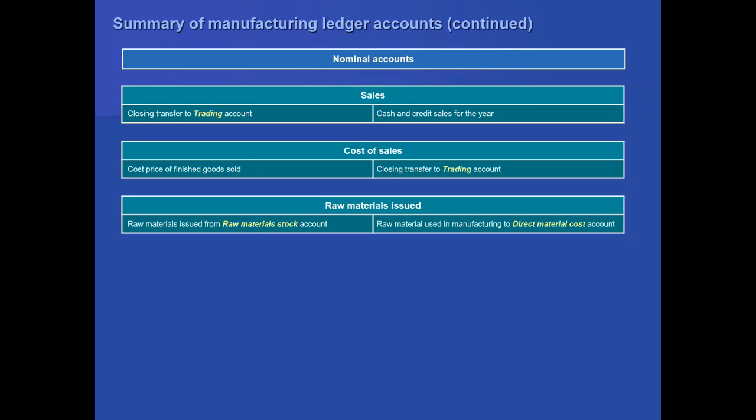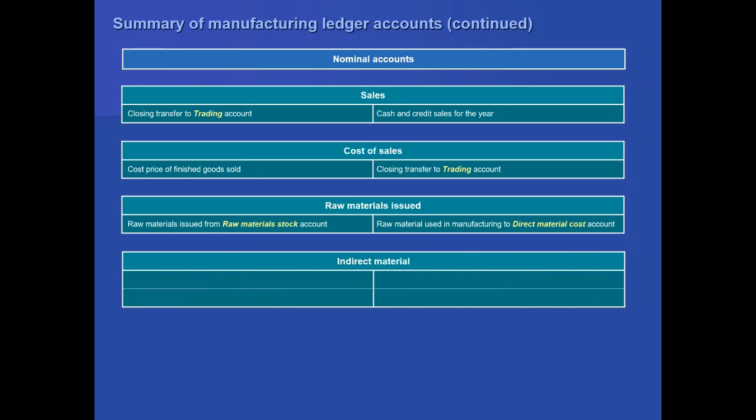Now, since it's a nominal account, we also have to get rid of it at the end of the period. In this case, we will first transfer it to our cost account, which we'll focus on in the next slide. So we have the direct material cost account that will be debited. Therefore, our contra entry on the credit side is direct material cost account.